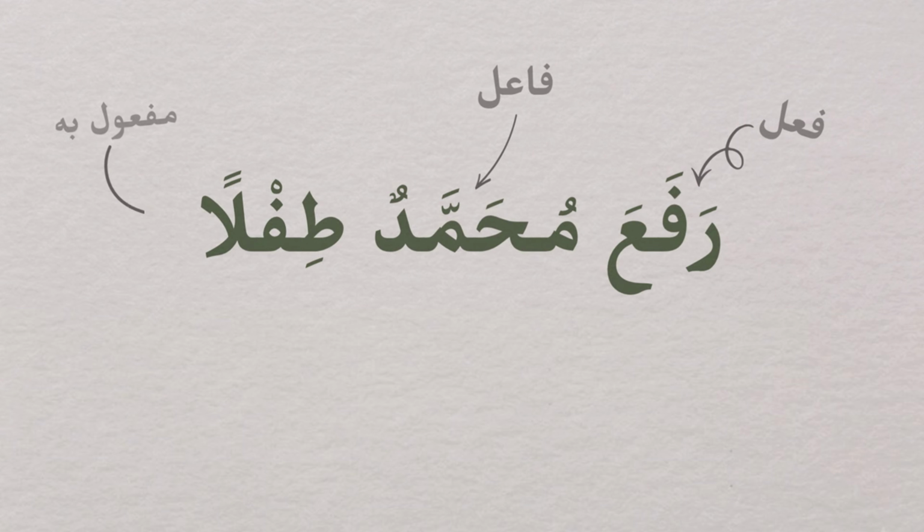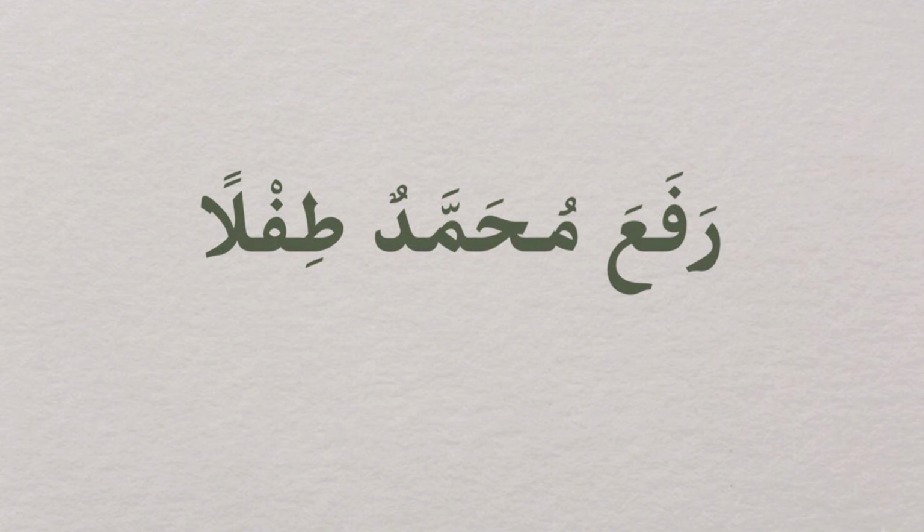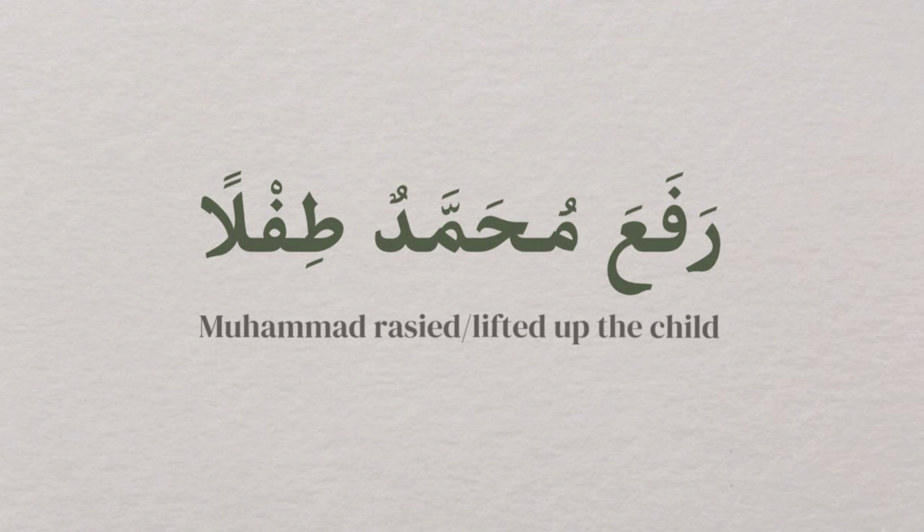And then you can have the maf'ul, which is the object which is acted upon by the verb. So for example, we can use the word tifl, which means child. So putting that sentence together, we can say rafa'a Muhammadun tiflan. Muhammad lifted up the child. So now when I'm speaking to people, because I have that rule in mind, I shouldn't be making those mistakes where I use the wrong tashkil, the wrong vowel on the word.